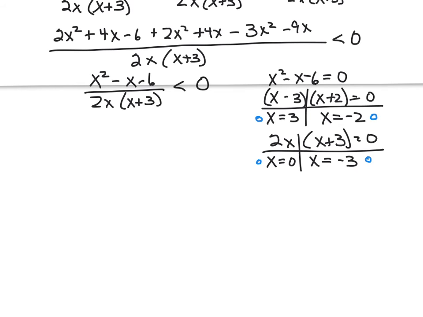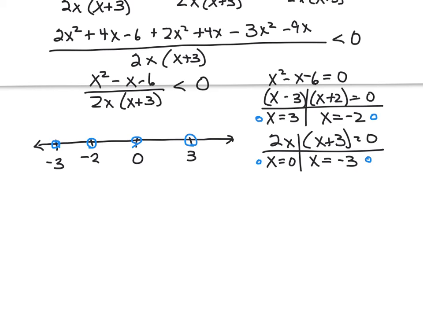Let's make our number line and put all of those values on our number line as partitions. So I see that I'm going to start with negative 3, then I've got negative 2, then I've got 0, and the last value is 3. All of them have open circles, not part of the solution set.